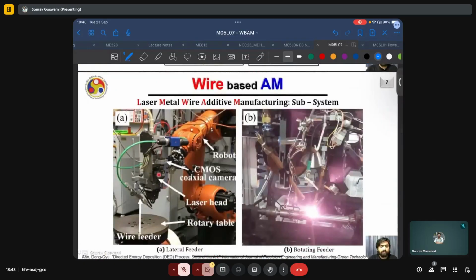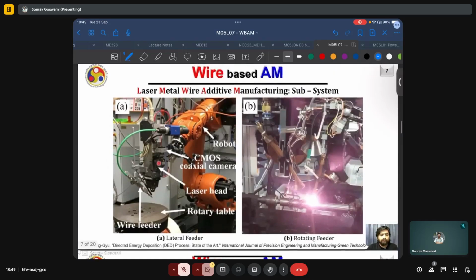Here we have pictures of laser metal wire additive manufacturing subsystems. On the left, we have a deposition head which is mounted onto a robot. It also has a CMOS coaxial camera for monitoring of the melt pool, the laser head, a rotary table, and a lateral wire feeder, which may or may not have omnidirectionality. There's also a second nozzle, which I presume is for the delivery of the inert gas. And on the right here, we have a rotating feeder, which ensures omnidirectionality.